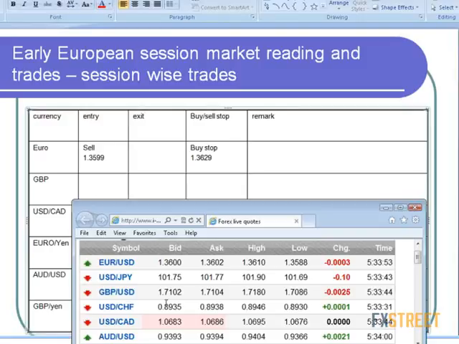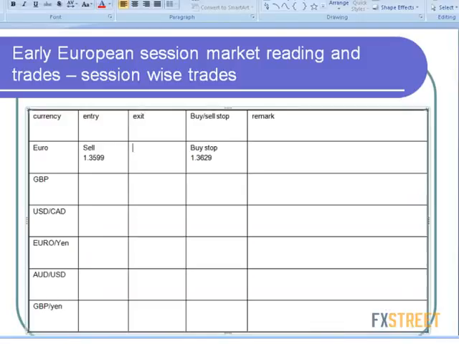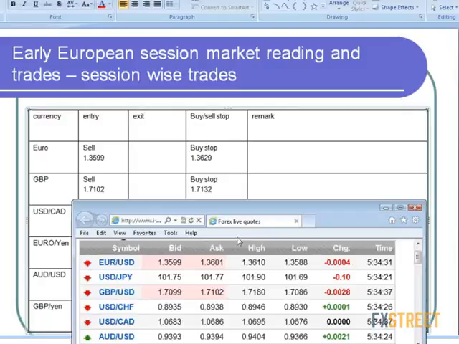Then GBP again, 1.7102. I'll try to take a sell with the buy stop 30 pips above the hedge order.